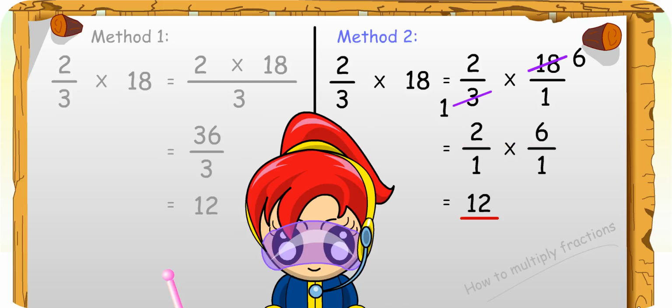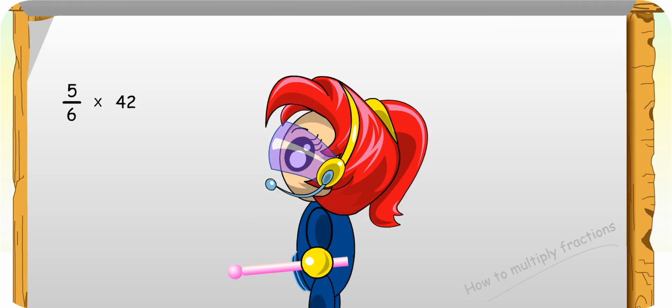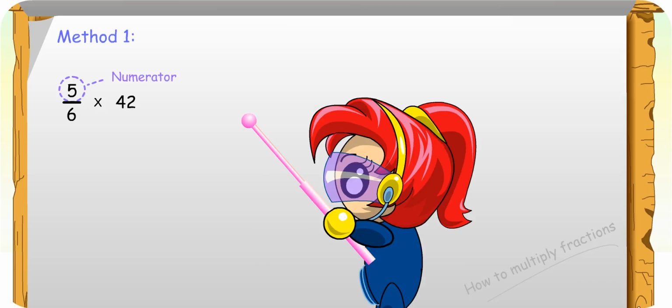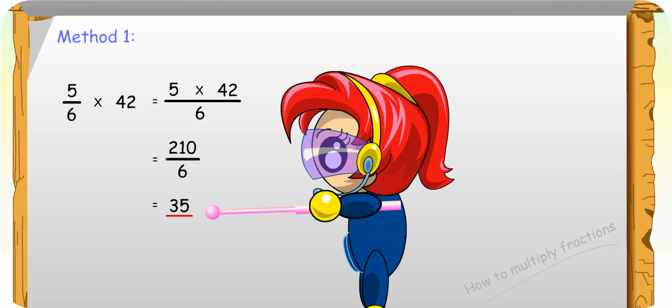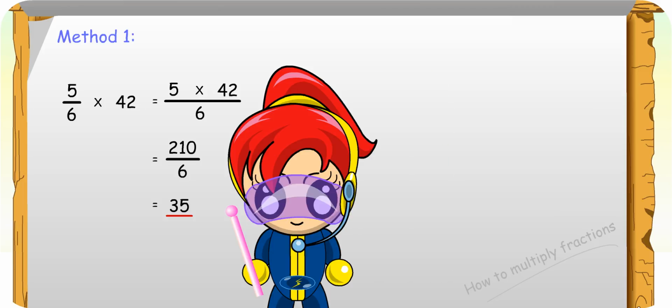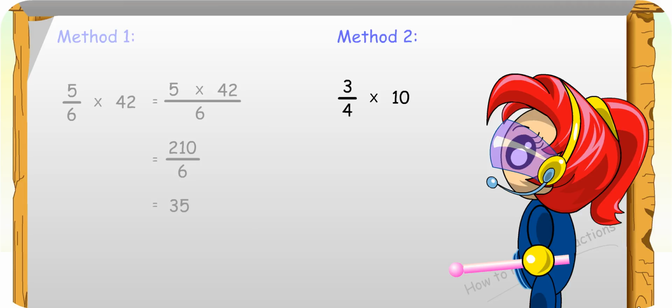Teacher, let me try. Okay, what is 5/6 times 42? Using the first method, I multiply the numerator of the fraction with the whole number. 5 times 42 is equal to 210, which makes the sum 210 over 6. I solve that and I get the answer 35. Thus, 5 over 6 times 42 equals 35. Good work. Try solving 3/4 times 10 using the second method.